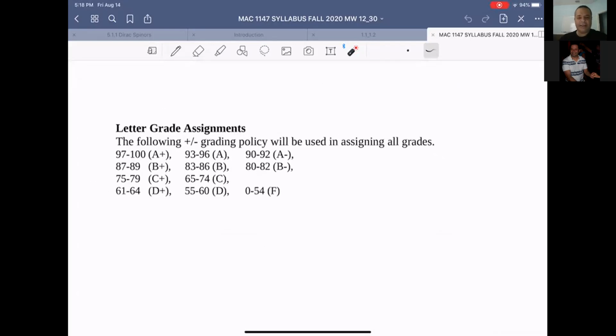The grade scale is pretty typical. The only thing that's not so typical, and we also did it in college algebra, is that the C is 65 to 74. So we have a very generous C in this course.